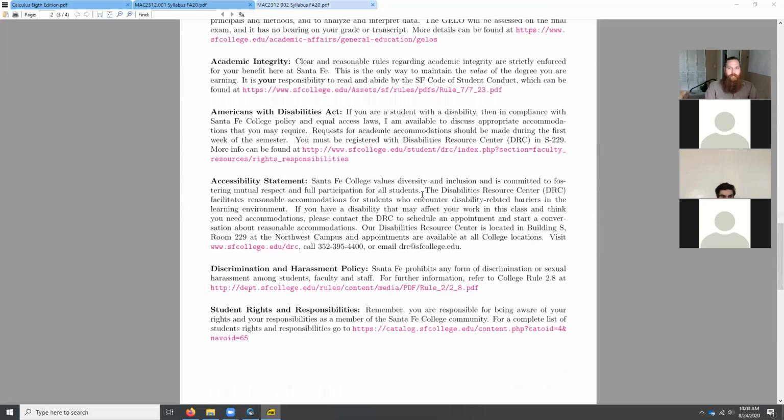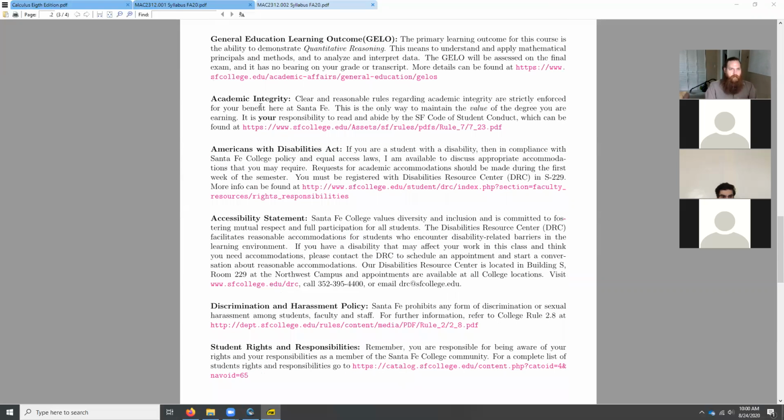The next page of the syllabus is all kind of boilerplate required Santa Fe stuff. So GELOs, General Education Learning Outcomes. These are some things that the state asks us to track. So there will be a few questions on a few tests. If you get them right, you get the GELO. If you don't get them right, you don't get the GELO. But it doesn't show up in your transcript. It doesn't affect you in any way. It's just a statistic that we like to track.